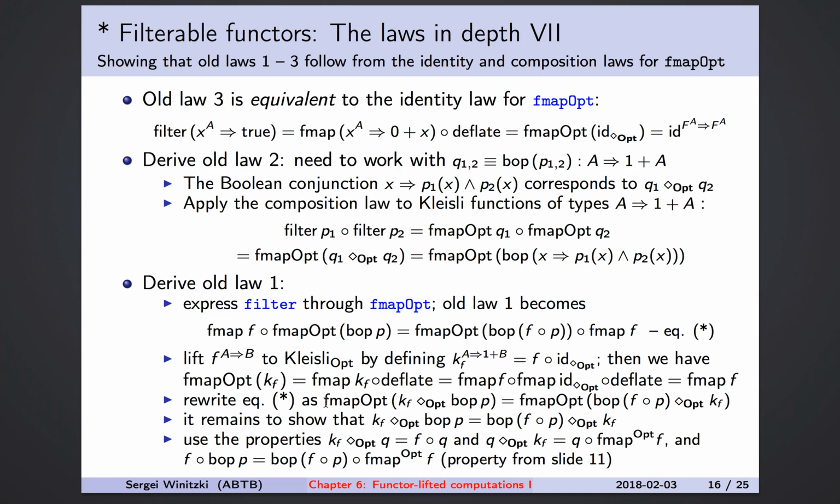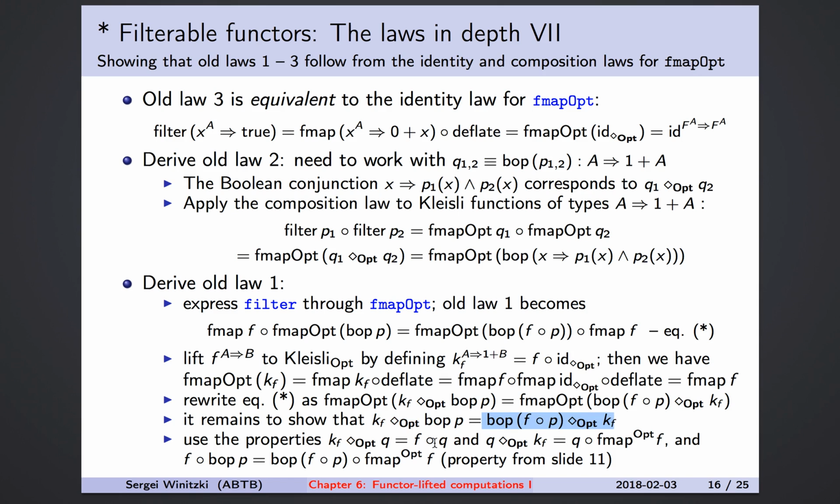And so then, for example, we will get this using the Kleisli composition of k f and bop p, which we can then simplify, because we know that k f times bop p we can just expand. We know that bop p has this law. It has the law that we derived before, this one. We know that bop p has this law, and so therefore we can transform this into that.